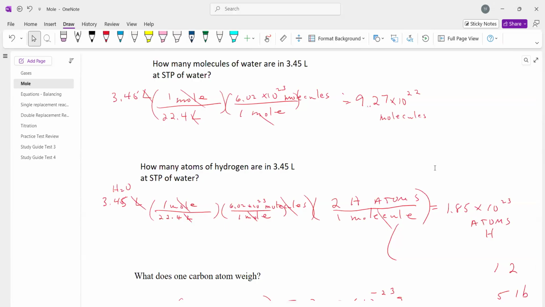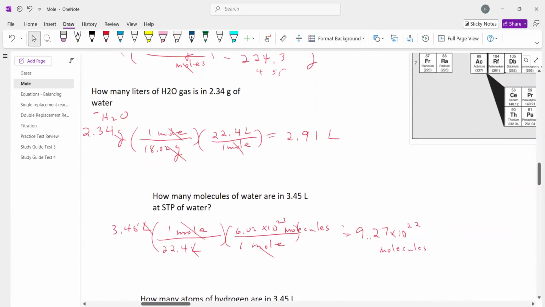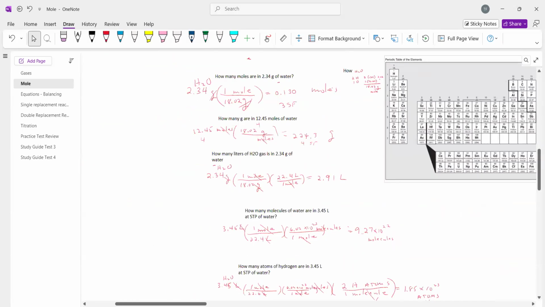Okay, so those are some examples of problems where there's no chemical reaction. So there's no step one equation to balance. So that's what I wanted to cover today.